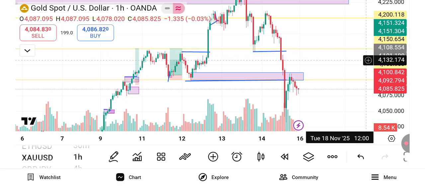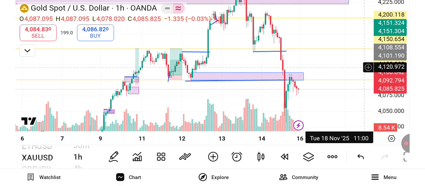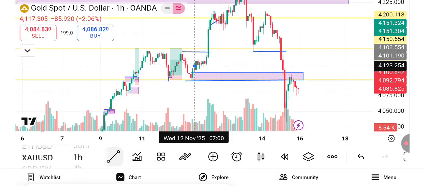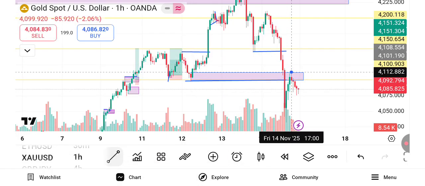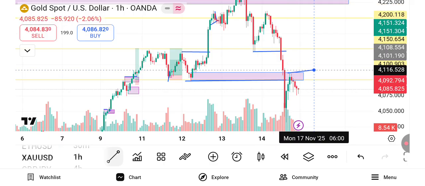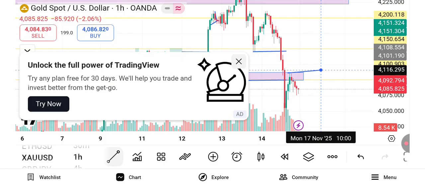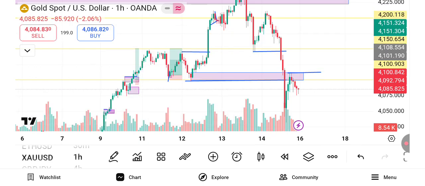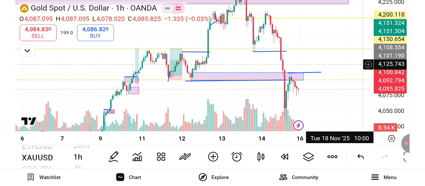The only fair value gap I have here, guys, is this fair value gap. And the market is reacting from here. So the market could use this as my liquidity. Yes, I'm expecting the market to use this as liquidity, then trade back into this fair value gap.